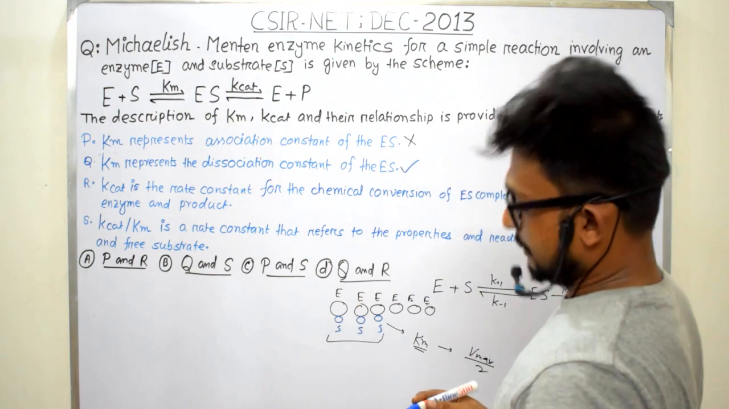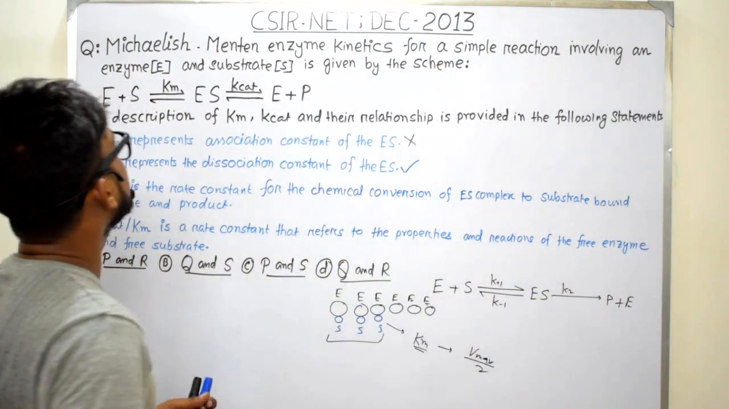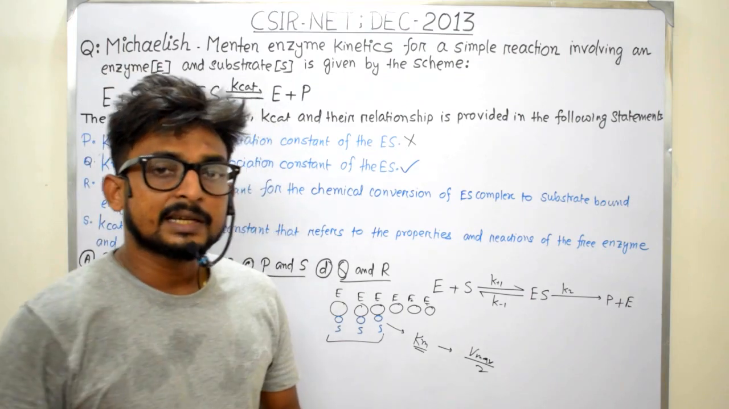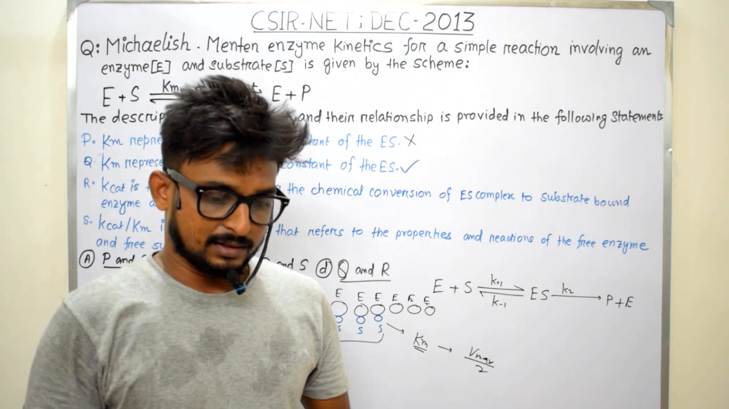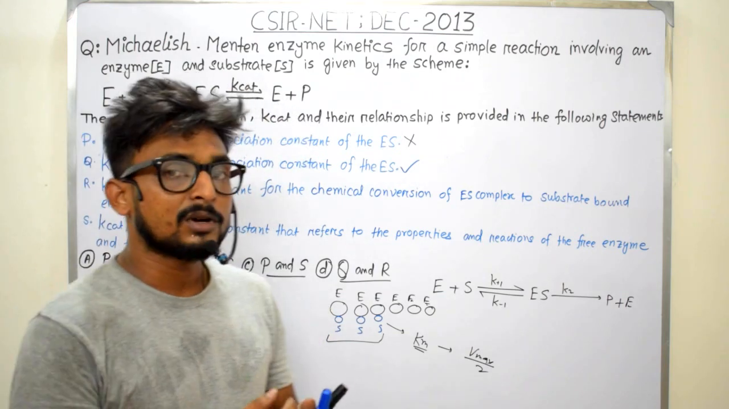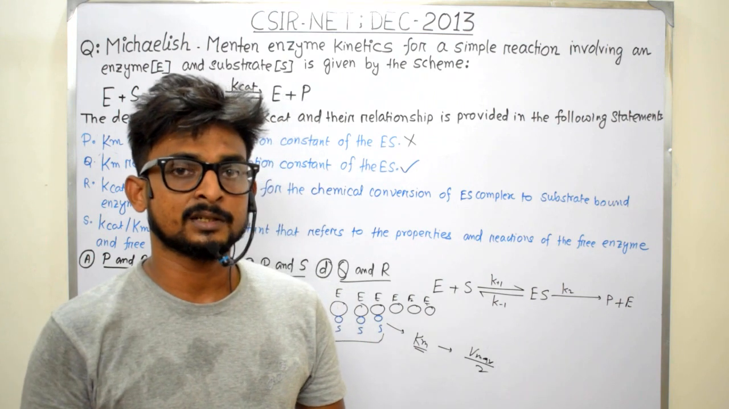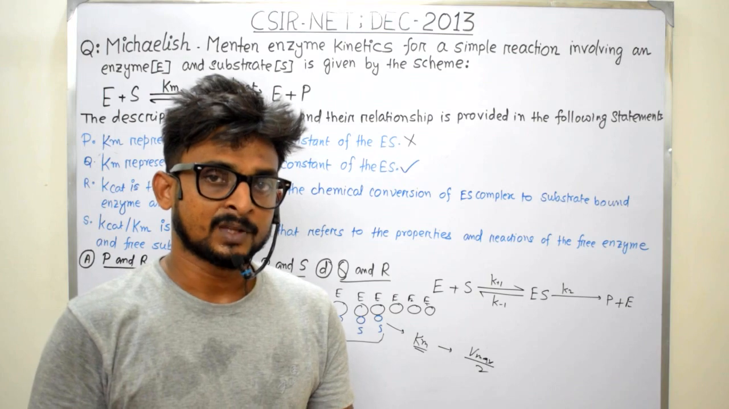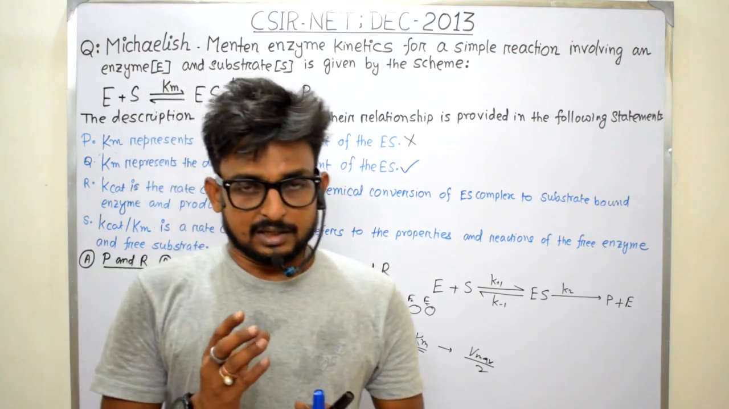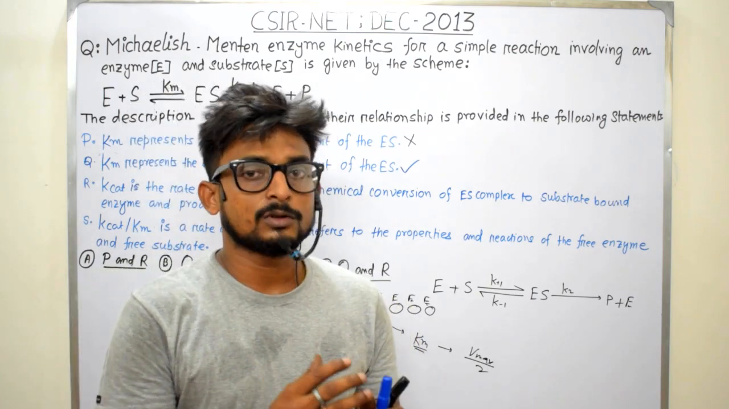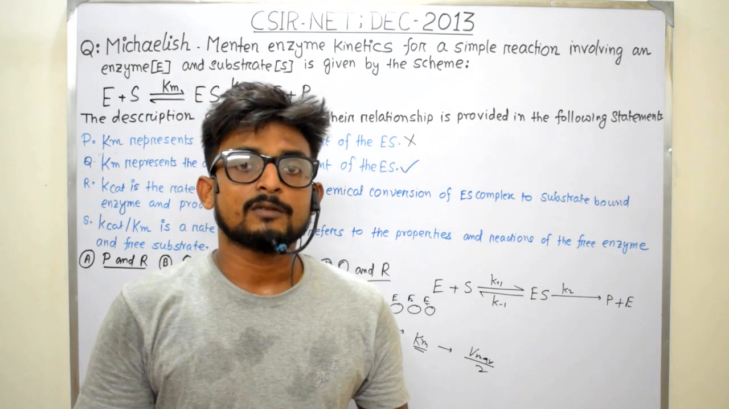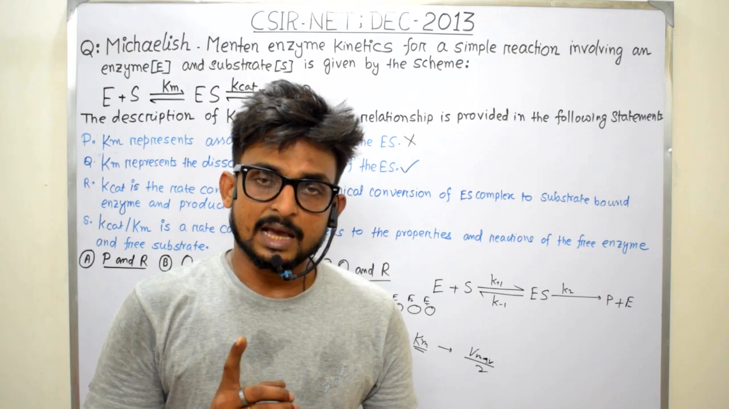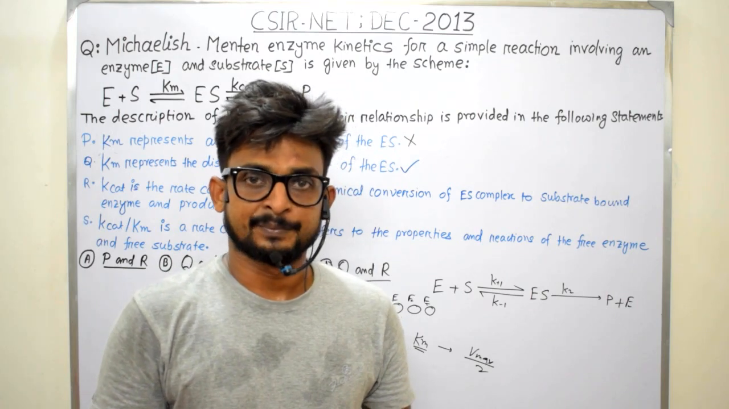This statement is right. Now come to the feature of the Kcat, what the Kcat is. The Kcat is actually the number of chemical conversions of the substrates by one active site of the enzyme per time. I repeat, the Kcat is also known as the turnover number. It is the number of conversions of substrate molecules by one active site of the enzyme per time, okay.